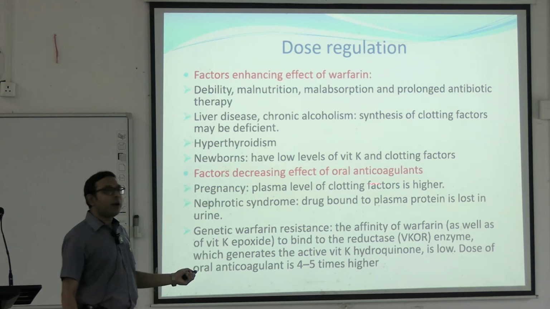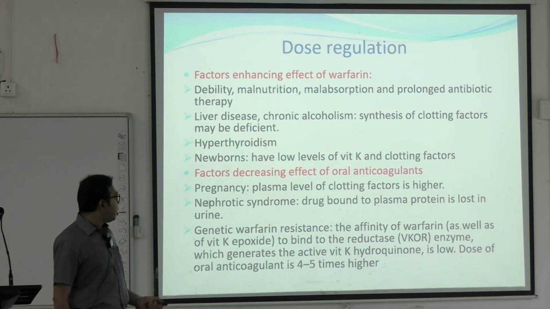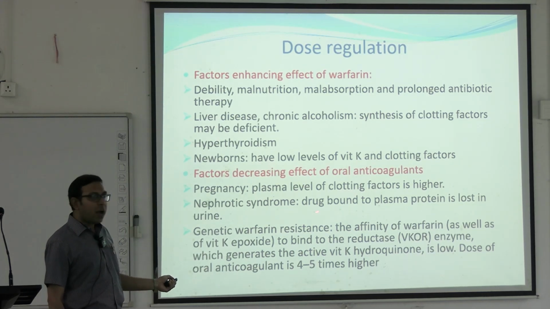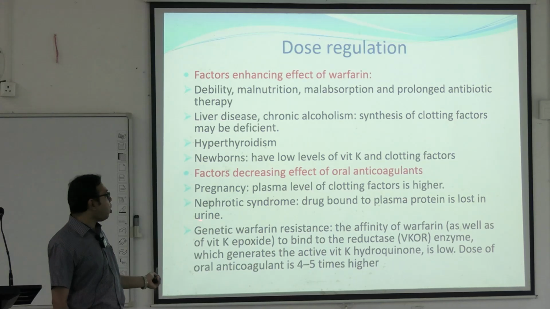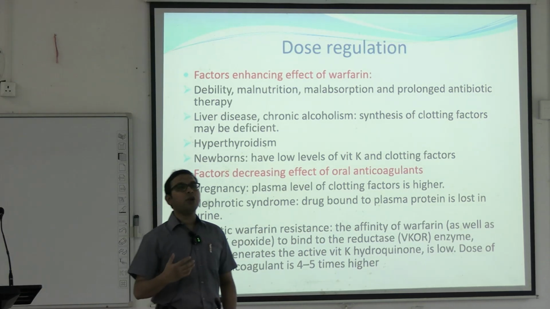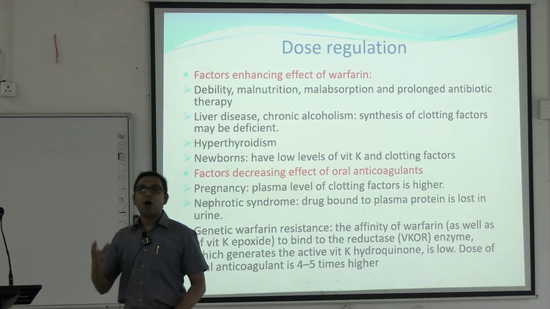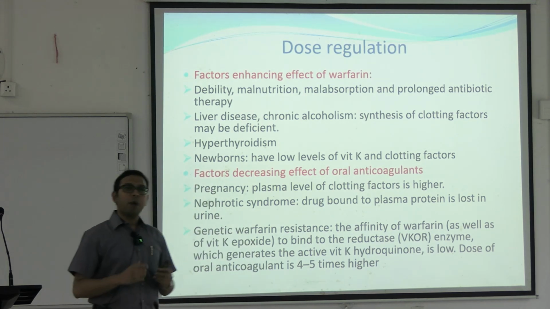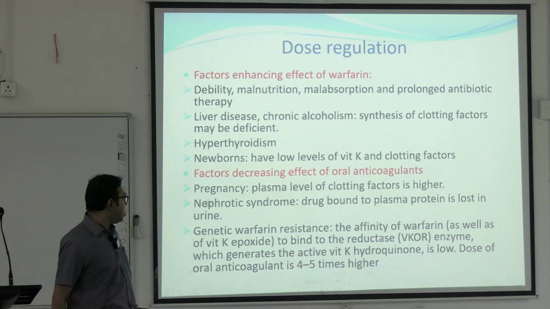There are some factors that decrease the effects of these oral anticoagulants, like pregnancy. In pregnancy, plasma levels of the clotting factors are higher. Nephrotic syndrome: here the drug bound to plasma protein is lost in urine. In nephrotic syndrome there is large proteinuria, and already you have seen warfarin is largely bound to plasma protein. That's why it will be lost in the urine.